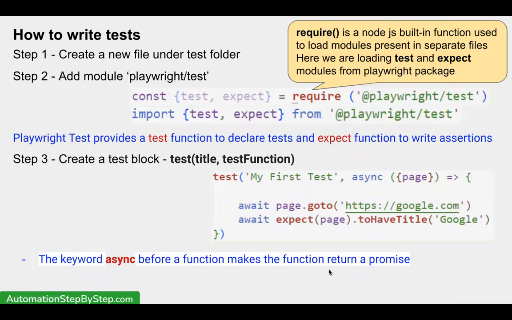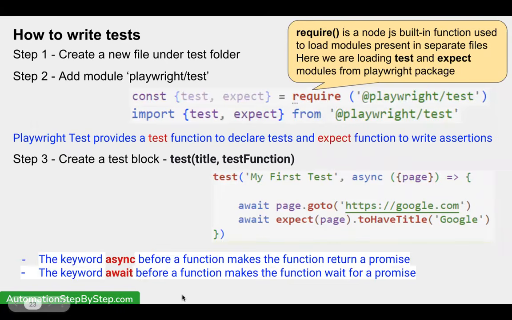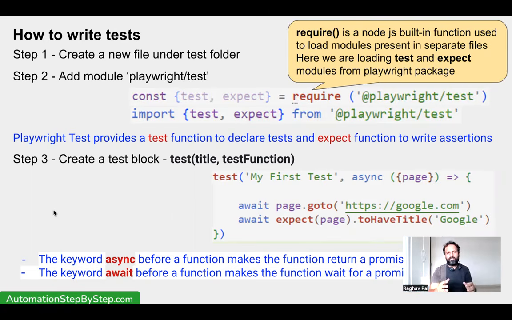Now here, the async keyword before any function makes the function return a promise. Now a promise is something, so let's say the function returns something, so we are making sure that this function returns a promise, and the await keyword before any function makes the function wait for a promise. Now do not get confused here. In very, very simple words, JavaScript is an asynchronous programming language, and asynchronous means not happening at the same time.